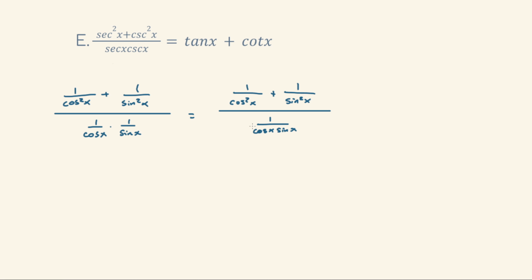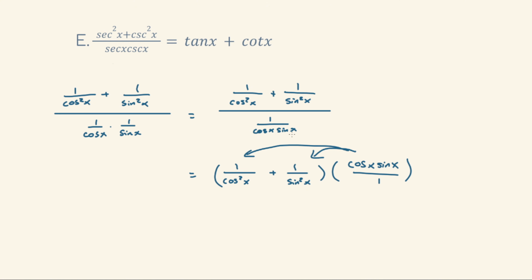But remember, when we're dividing by something, it's like the same thing as multiplying by its reciprocal, right? So instead of dividing by 1 over cos x sine x, we can multiply by cos x sine x over 1, which is just cos x sine x, right? So let's just write that real quick. We've got 1 over cos squared x plus 1 over sine squared x, and that's being multiplied by cos x sine x over 1. Okay, now we're going to rainbow method this.